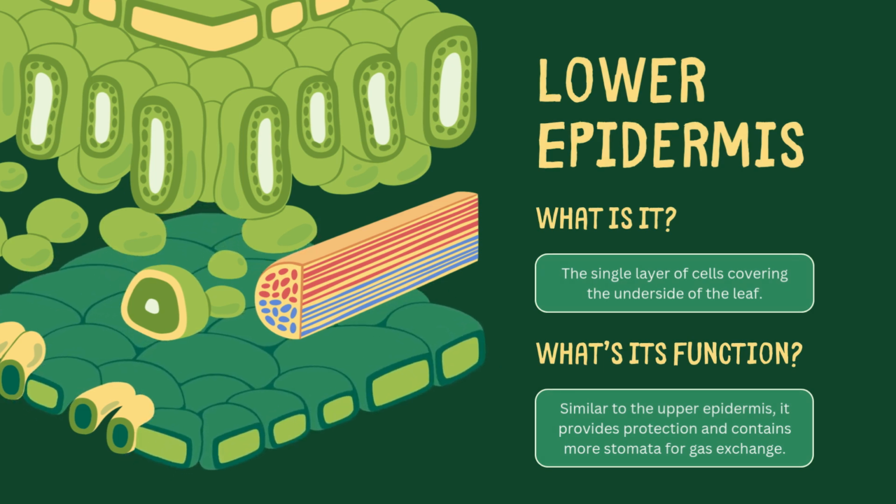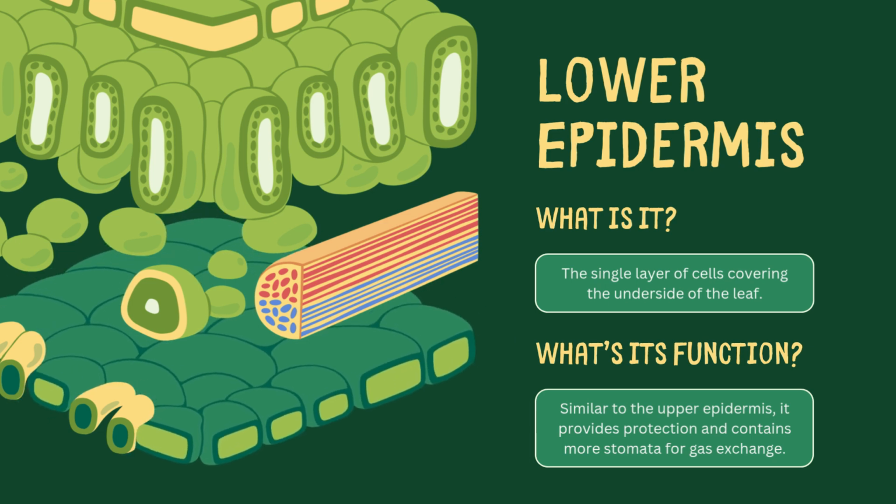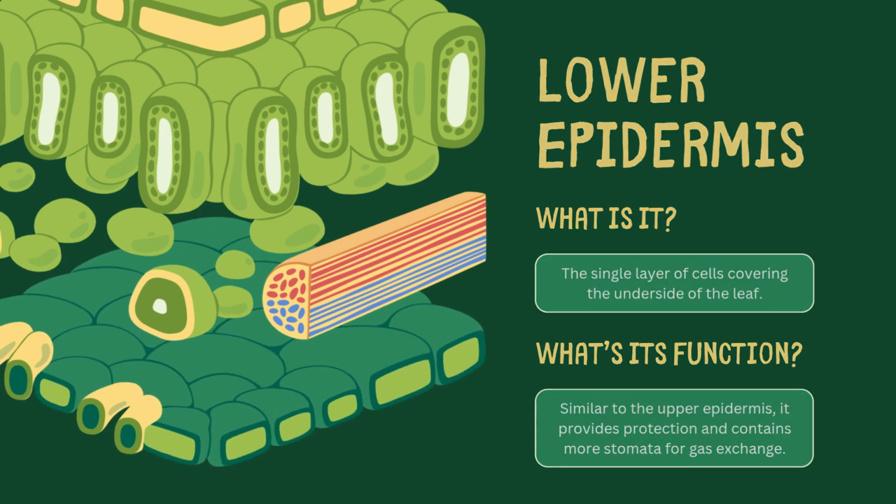Lower epidermis. It is the single layer of cells covering the underside of the leaf. Similar to the upper epidermis, it provides protection and contains more stomata for gas exchange.